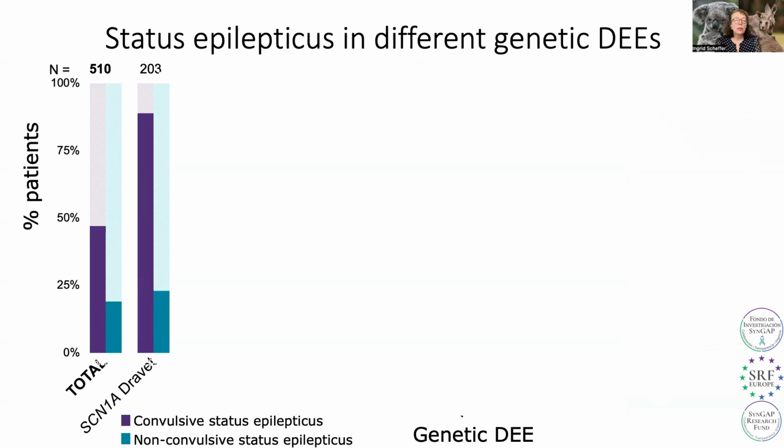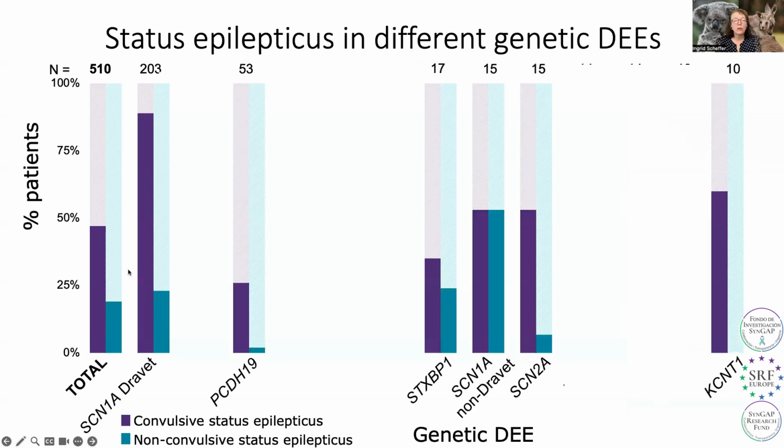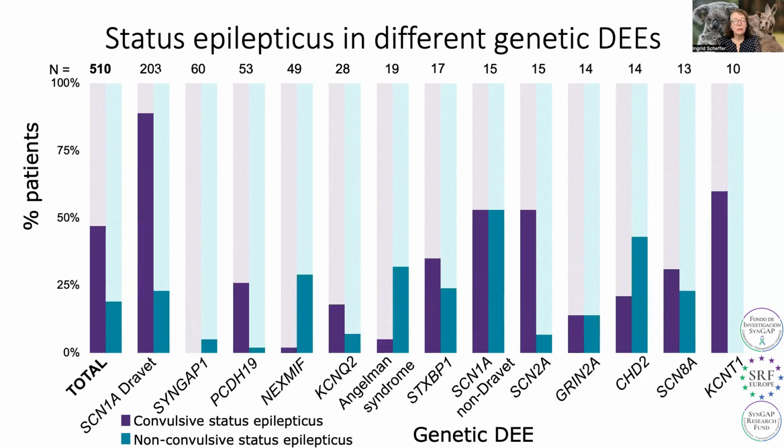So starting with the different forms of status epilepticus in different genetic DEEs, well, you can see that in Dravet syndrome, 90% have convulsive status epilepticus, which we would guess, and about a quarter have non-convulsive status epilepticus. Here are the other genes which have more convulsive status than non-convulsive status epilepticus. And here are the whole group that we studied.